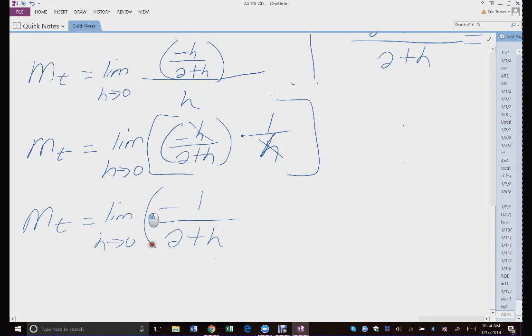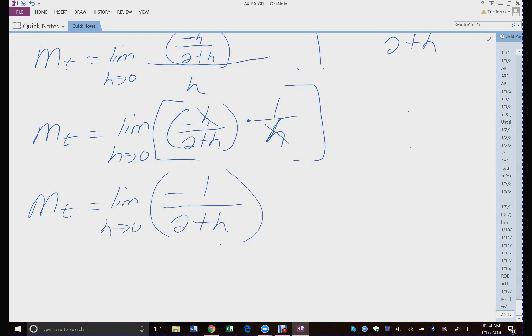And what's nice about what I have here on this limit is I've got a rational function, and on the top it's a constant, and on the bottom it could be considered a polynomial. And polynomials allow direct substitution, and a rational function also allows direct substitution when it's polynomials if the bottom does not equal 0. In this case, the bottom does not equal 0 when I plug in h equals 0, and I end up with negative 1 over 2 plus 0, which is simply negative 1/2.